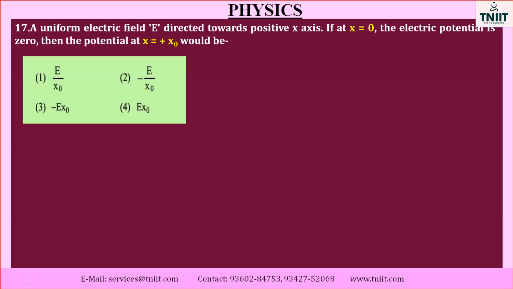Electric field is applied along the positive direction. What is the potential at the origin? Zero. Then what is the potential at x equal to plus x naught? You know that electric field is given by the formula minus dV by dx. E is equal to minus dV by dx. What is the potential difference? Let us say dV divided by the displacement. What is the displacement? From x naught to zero. So what is the displacement? x naught. So what is the potential difference then? Minus E into x naught. So the potential difference will be minus E into x naught.